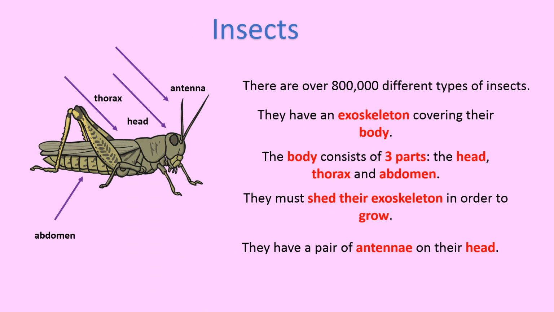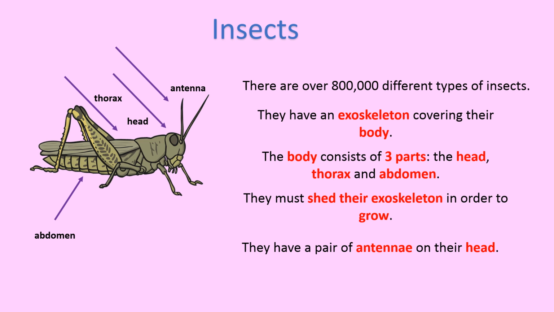So the first group, insects. There are over 80,000 different types of insects. They have an exoskeleton covering their body. The body consists of 3 parts: the head, the thorax, and abdomen. They must shed their exoskeleton in order to grow.